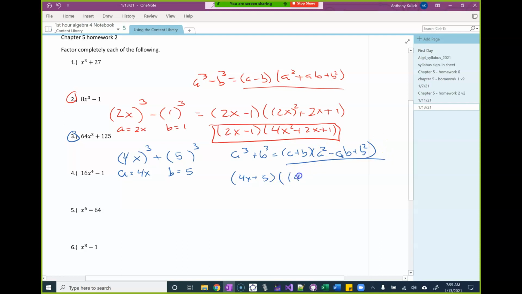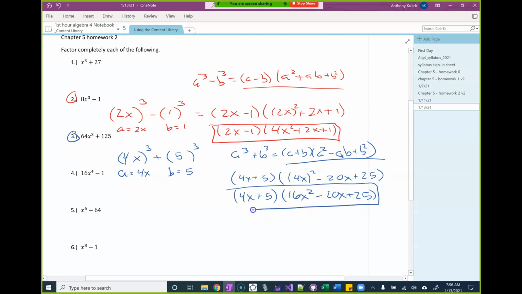A squared, well, that's a is 4x, so we have 4x squared. And then minus a times b, well, 4x times 5 is 20x. And then plus b squared, well, 5 squared is 25. And then when I multiply 4x times 4x, I get 16x squared. And again, I know that I'm finished here at this point because the 4x plus 5 is linear, right? Its degree is 1. And then the trinomial part came from a sum or difference of cubes.